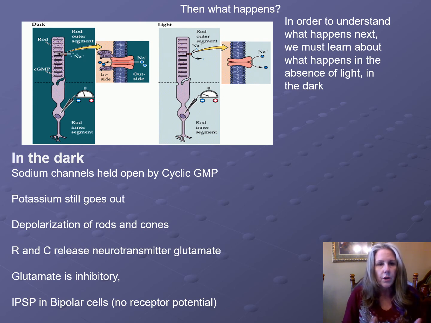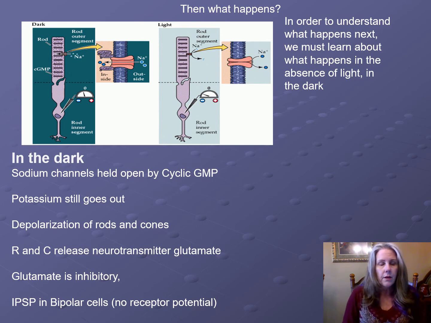Now, so sodium's rushing into the cell, and as it turns out, potassium goes out. So sodium's going in, potassium's going out. You've heard this before, right? When sodium goes in and potassium goes out, you learned that as part of a depolarization event. So that is what's happening. You're getting a depolarization of the photoreceptor, the rod or the cone.